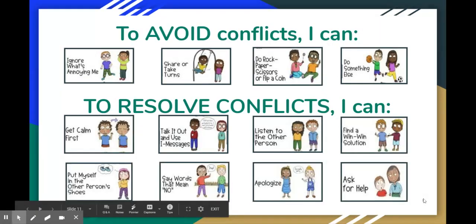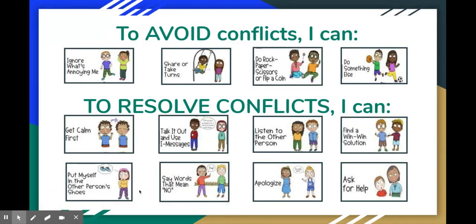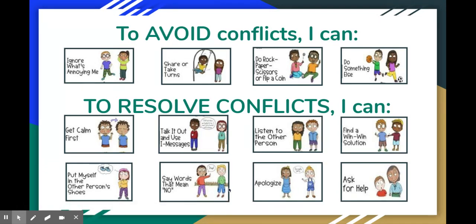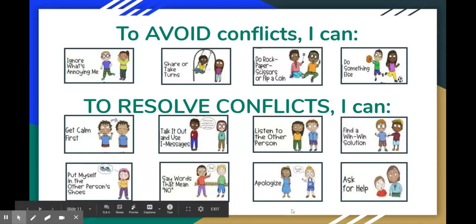And finally, put yourself in the other person's shoes. Again, we want you to understand how they're feeling or what they're going through. Say words that mean no. So if someone is doing something that's bothering you or that you don't like, tell them to stop, or I don't like that, or please don't do that. Words that mean no. Well, you could always apologize. I know sometimes it's hard to do that, but it really can help the situation a lot.